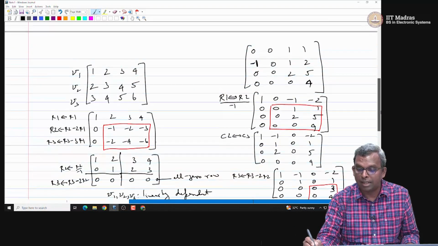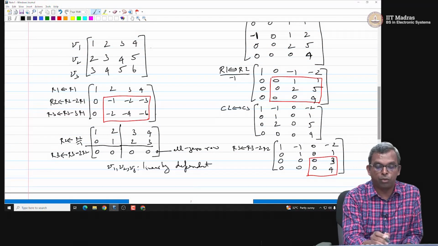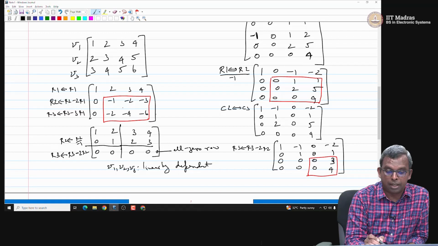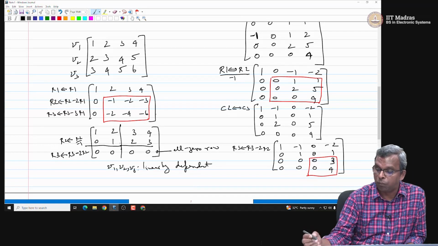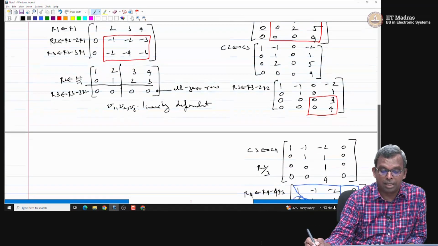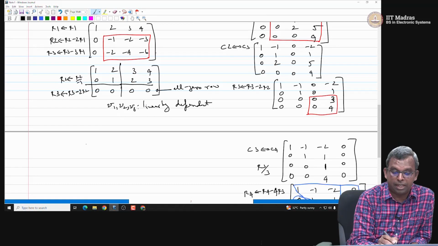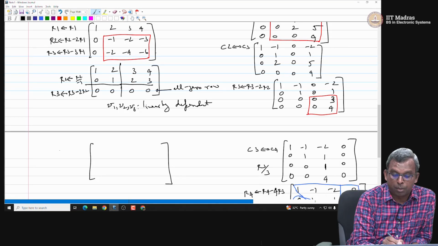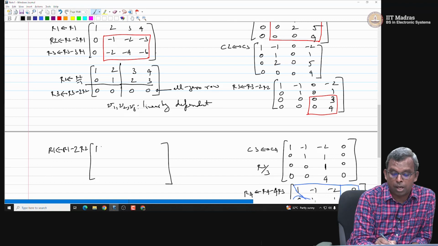Okay. So here is this example I did: 1, 2, 3, 4, 2, 3, 4, 5, 3, 4, 5, 6. We did this simple little manipulation and we came to this form. So how do I get to the further simplified form here? From here it is very easy. I am going to do R1 becomes R1 minus 2 times R2.